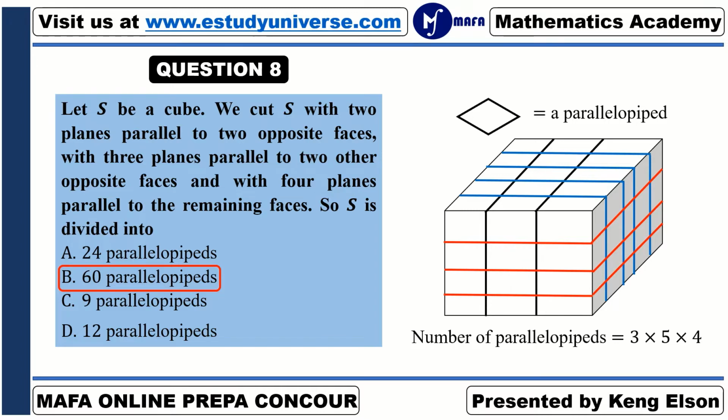You're going to have some small pieces. If you respect all of these sectionings, you're going to have small pieces. When you count them, you're going to have 60 in total. So B is the correct answer.